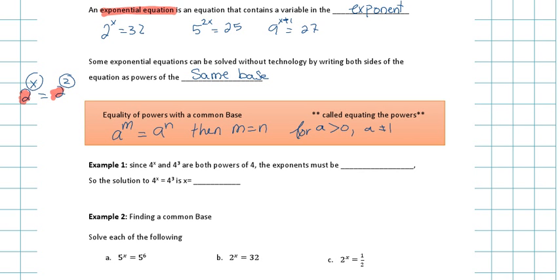Why can a not equal 1? Because of this. 1 to the power of 100 is equal to 1 to the power of 10. They're both 1s, right? 1 to the power of any number is 1, right? So that means your exponents are not equal. 100 is not equal to 10, last time I checked, right? So if your a is 1, then you can't use this formula, okay? Because technically 1 to the power of any number is 1.